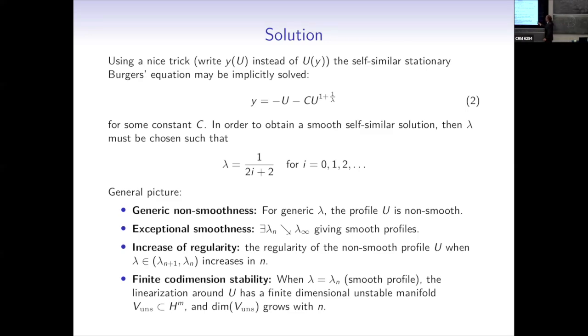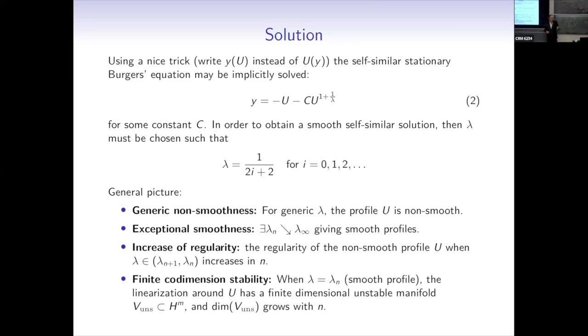The regularity in between these values, lambda n, and they are decreasing. So in between one lambda n and the next one increases in n. As I move with n, my solution will be non-smooth, but first it will be between, say, C1 and C2, then between C2 and C3, then between C3 and C4, and so on. Okay, but yet non-smooth to a certain degree. And moreover, there will be some stability change when we move across the smooth profiles.